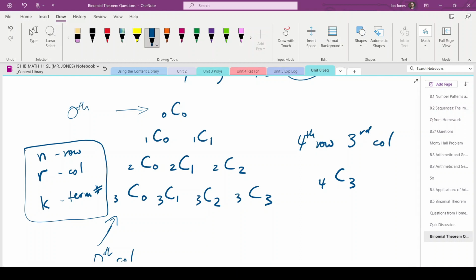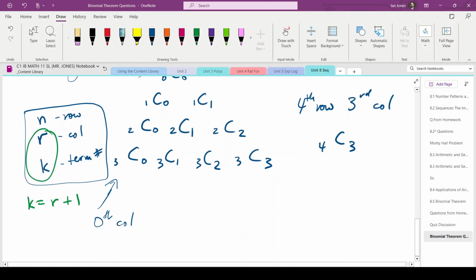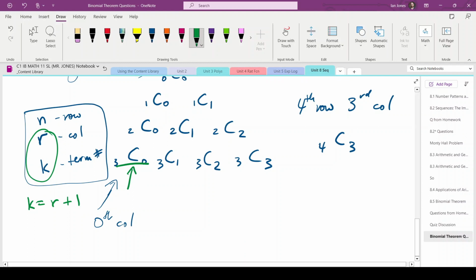Okay, so with this being said, we have a relationship between R and K. The term number in a binomial expansion is always 1 bigger than the column number, because the first term will always start with the 0th column. So this relationship always holds. Okay, and I'm using the same letters that are on the IB formula sheet so that everything should remain consistent for you.